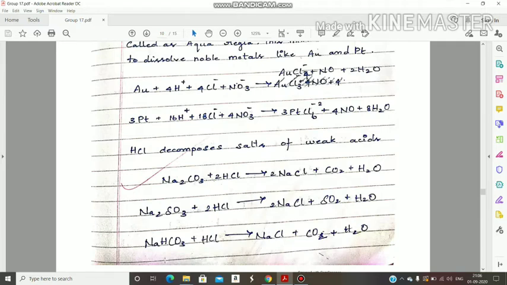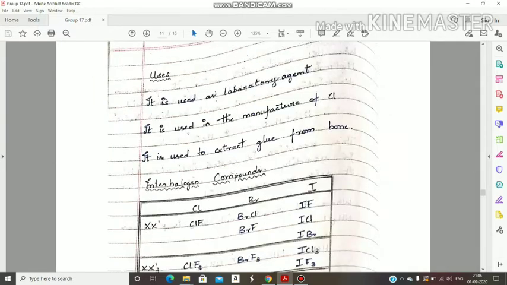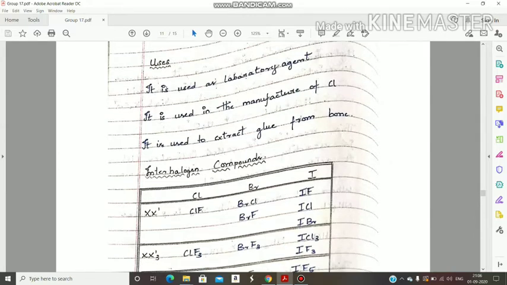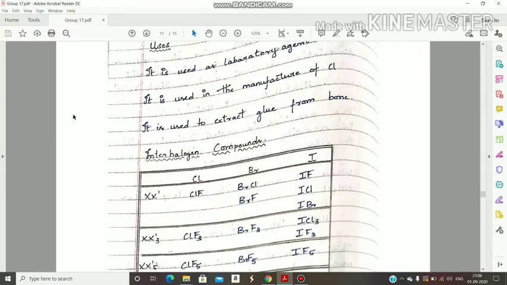Similarly, NaHCO3 is also a salt of NaOH and H2CO3. When it reacts with HCl, it forms NaCl, CO2 and H2O. So what is the important point here? When HCl reacts with salts of weak acids, they undergo decomposition. These are the corresponding reactions. Next, uses. It is used as a laboratory reagent, and it is used in the manufacture of chlorine. Next, it is used in extraction of glue from bones. So these are the uses of HCl.